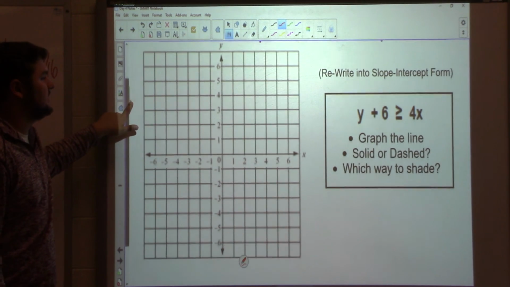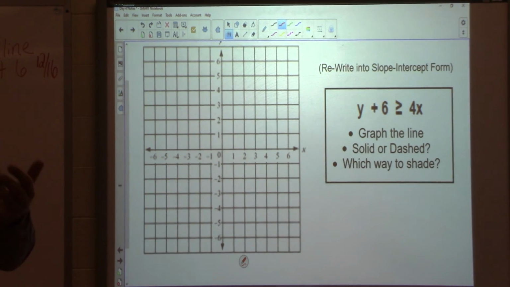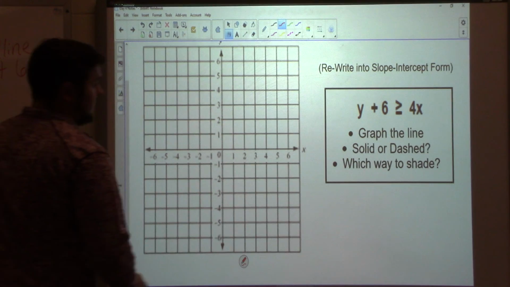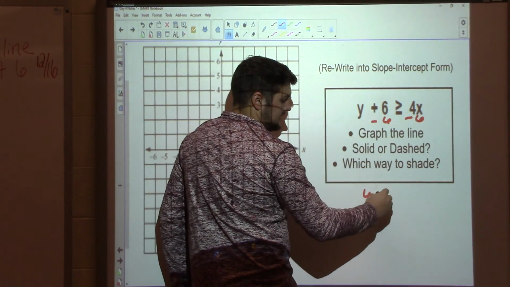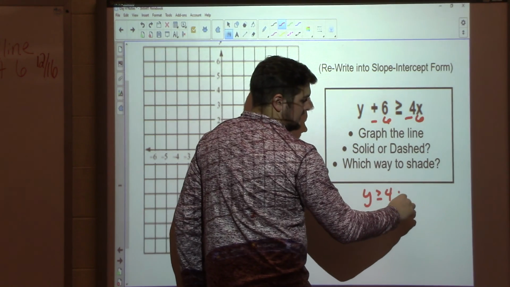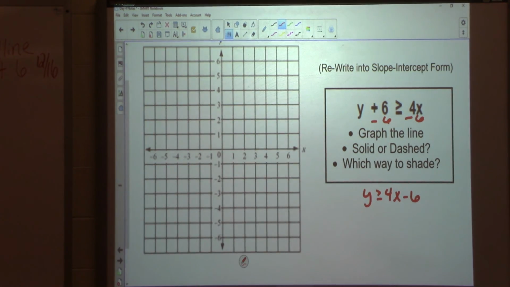Y plus 6 greater than or equal to 4x. Okay. Can I graph it how it is? No, right? There's something by that y. So I'm going to subtract 6 from both sides before I do anything. Y is greater than or equal to 4x minus 6. So I got to graph that line.